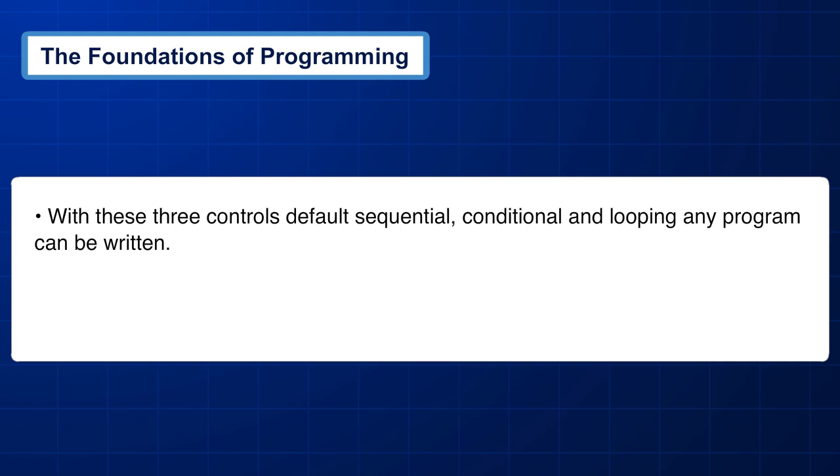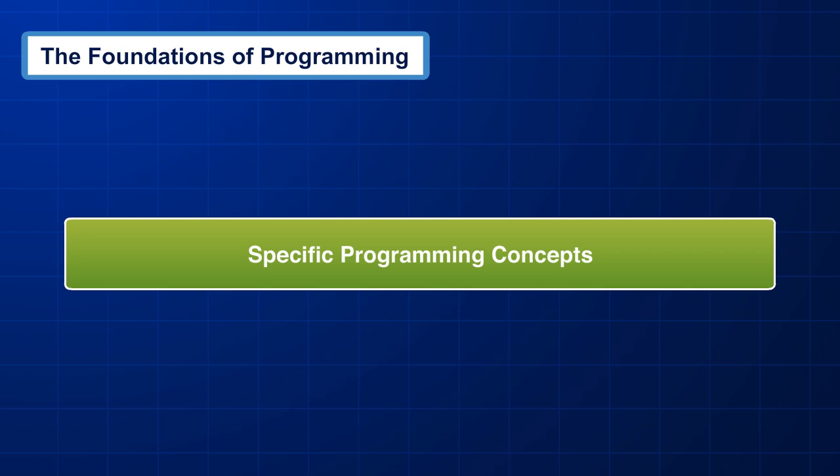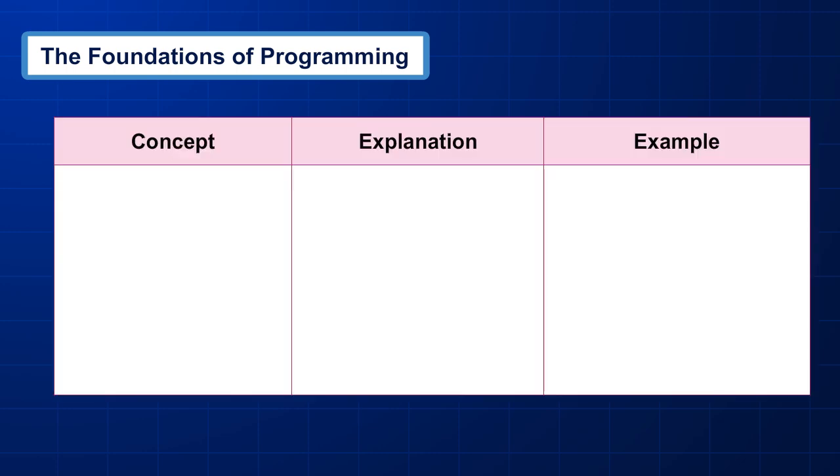With these three controls, default sequential, conditional and looping, any program can be written. Scratch has all these three forms of control. A sequential flow of control can be written just by putting blocks together. Specific programming concepts. Concept, explanation, example.